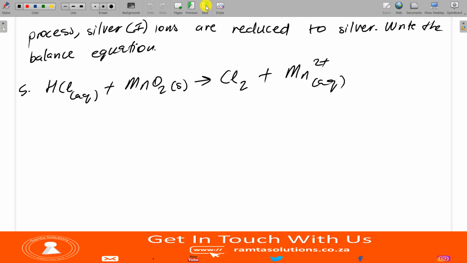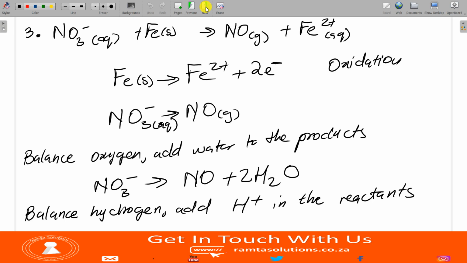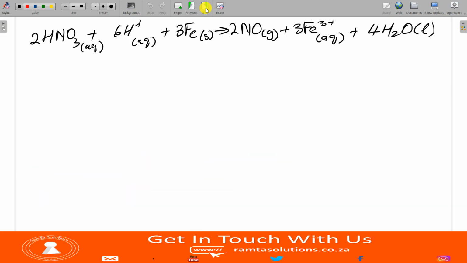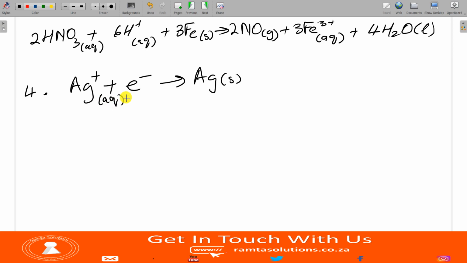All right. So let's see now. If silver ions are reduced to silver metal, this is example number 4. We know silver is being reduced. If you are being reduced, there will be 1 plus an electron giving us this guy. So this is not silver ion, this is solid silver. Okay. All right. This is it.